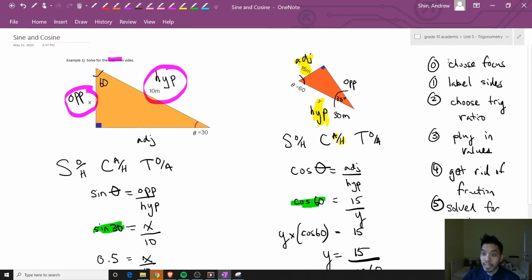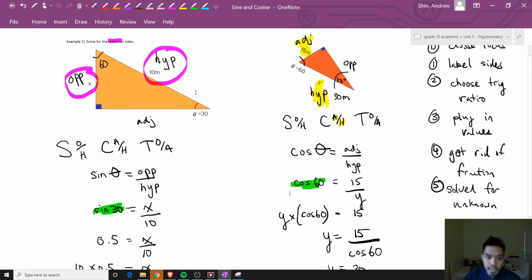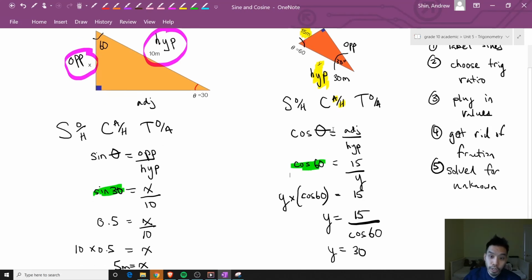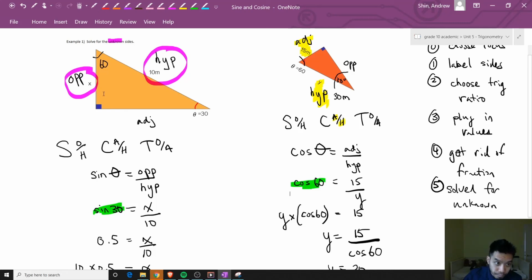The most basic thing that I need you to understand is being able to solve for the unknowns using these steps: 0, 1, 2, 3, 4, 5. In both these cases, we chose our focus angle. In both those cases, we labeled those sides according to that focus angle. Then we chose some trig ratios based on what we were given. So in this case, we were given opposite and hypotenuse, so we had to use sine. In this case, we had adjacent and hypotenuse, so we had to use cosine, because that's the one that has both adjacent and hypotenuse.